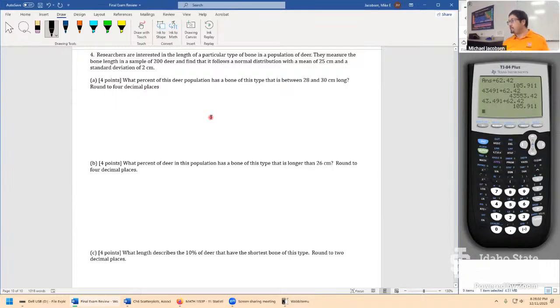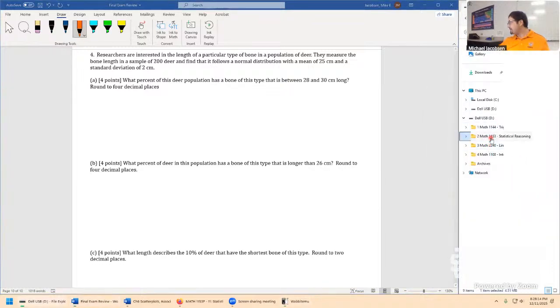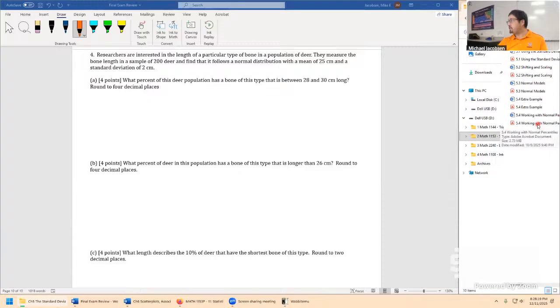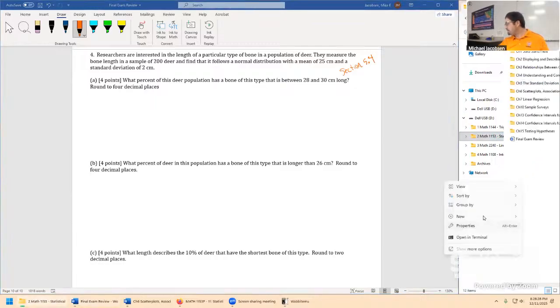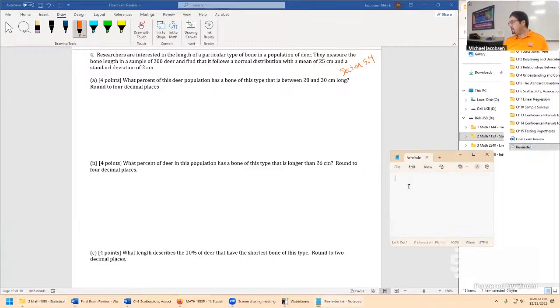Researchers are interested in the length of a particular type of bone in a population of deer. Oh, thanks for reminding me. This would be still chapter 5, but more specifically, this one is in section 5.4. Thanks for reminding me about that again. I seem to have forgotten. Let me put in a reminder to add sections for each problem on the review. That's a really excellent suggestion.